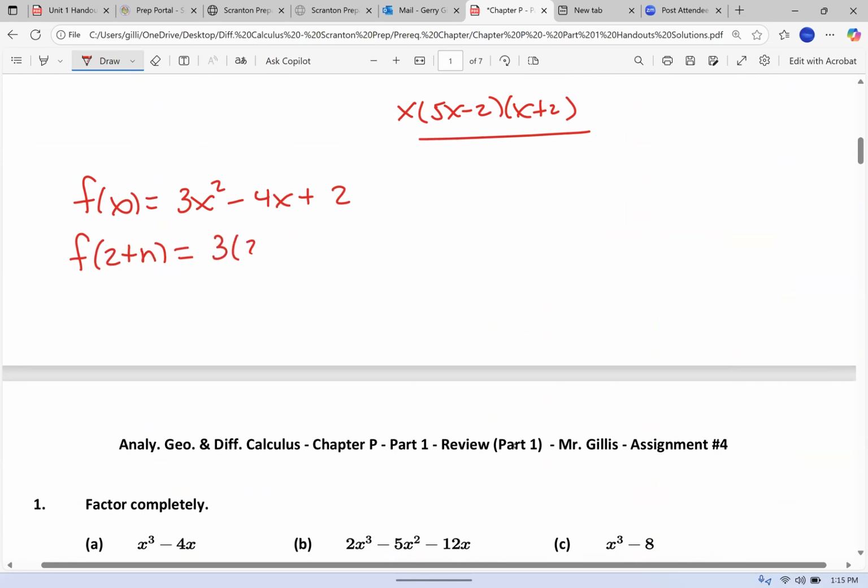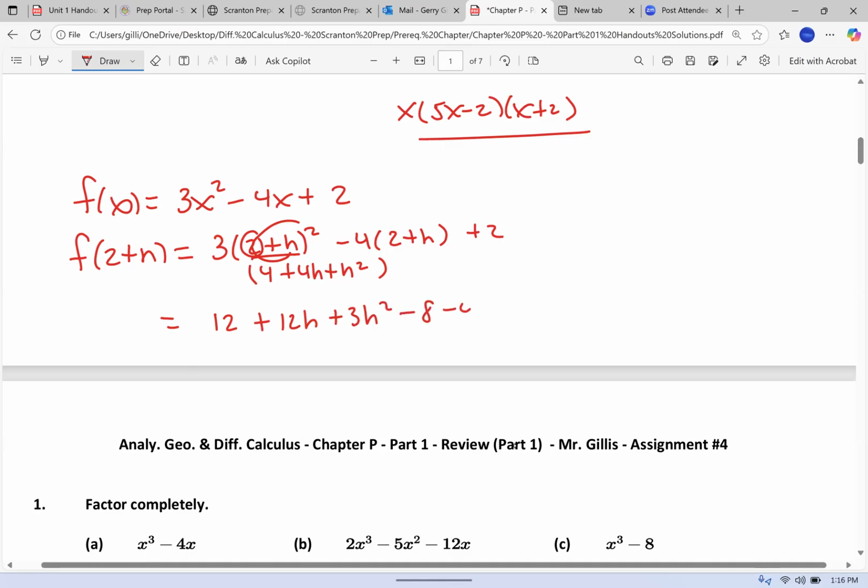So I'm going to replace the x with 2 plus h. If I square this by sight, square the 2, get 4, multiply those, which is 2h, but double it is 4h plus h squared. And now I'll distribute and get 12 plus 12h plus 3h squared minus 8 minus 4h plus 2. I'm going to combine like terms. I'll start with this h squared, and this makes 8h, and this makes 4 plus 2, which is, I believe, 6.